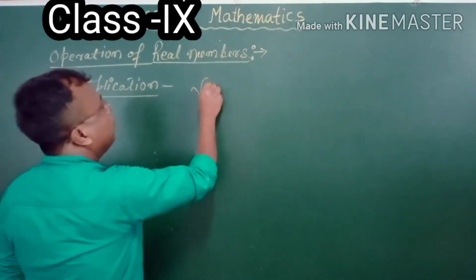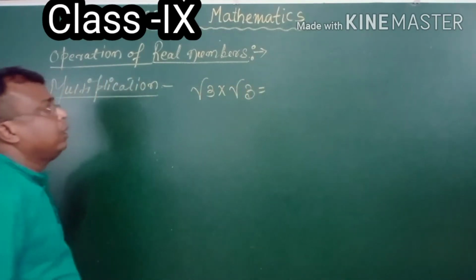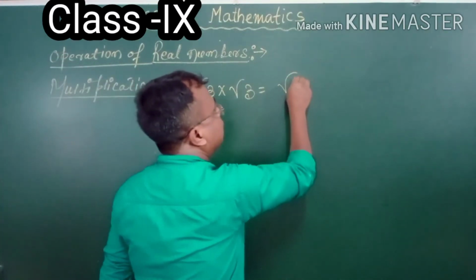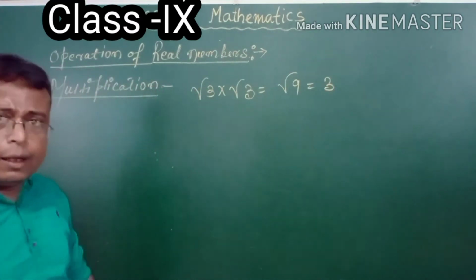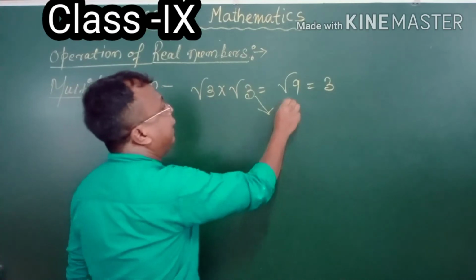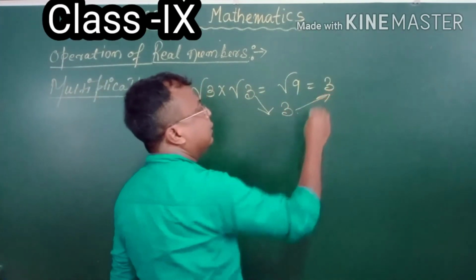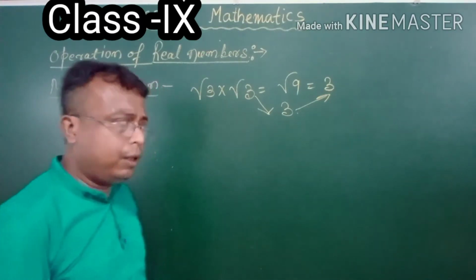Now, root 3 into root 3. Root 3 into root 3 is equal to what? Root 9. Remember, this is root 9. And root 9 means what? Square root of 9 is 3. Correct? So root 3 into root 3, directly you can write 3. How do we get the answer 3? This is the reason. Root 3 into root 3 is root 9. Root 9 means 3. Okay?